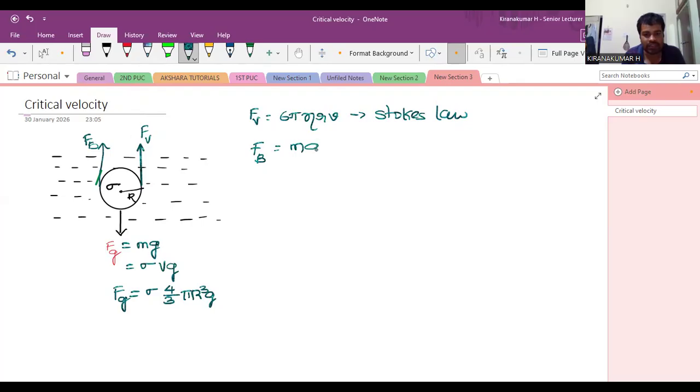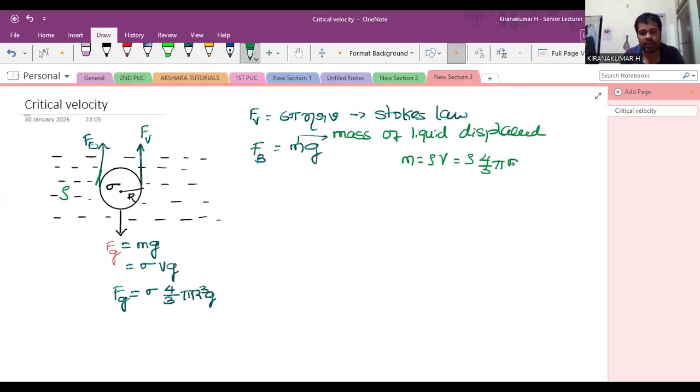Now, the force of buoyancy is given by which formula again? Mass of the liquid displaced multiplied by g. Here m stands for the mass of the liquid displaced. This mass of liquid displaced I can write as density of liquid into volume. Let us assume rho is the density of the liquid. The volume is the same, 4 by 3 pi r cube. So the force of buoyancy becomes rho into 4 by 3 pi r cube into g.